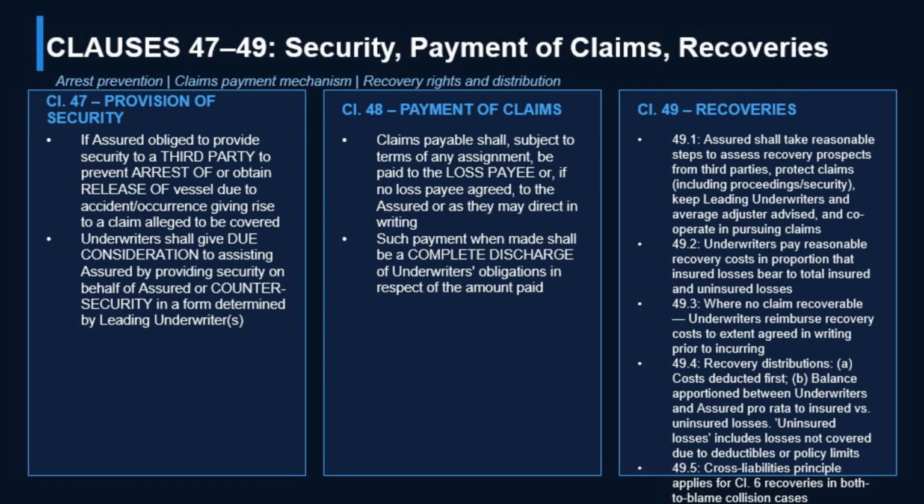Clause 49 concerns recoveries. If money is recovered from third parties responsible for the loss, those recoveries are distributed between the assured and underwriters according to their respective interests. The assured must cooperate in pursuing recovery actions. For oral examinations, recoveries are shared proportionately between the assured and underwriters after recovery costs are deducted.